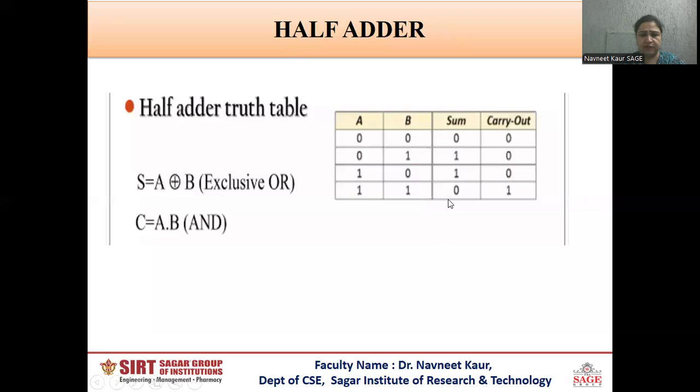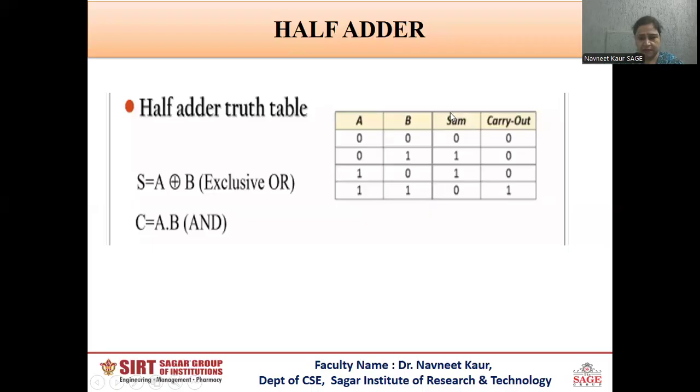Now, the truth table of the half adder is given in this slide. Here, A and B are two inputs and sum and carry out are the two outputs. Now, for two bits, there are four combinations: 0, 0, 0, 1, 1, 0, and 1, 1. When we add 0, 0, we will get sum as 0 and carry output as 0. Now, for 0, 1, sum is 1, carry output is 0. Now, for 1, 0, sum is 1 and carry output is 0. And for 1 and 1, the sum is 0 and the carry output is 1.